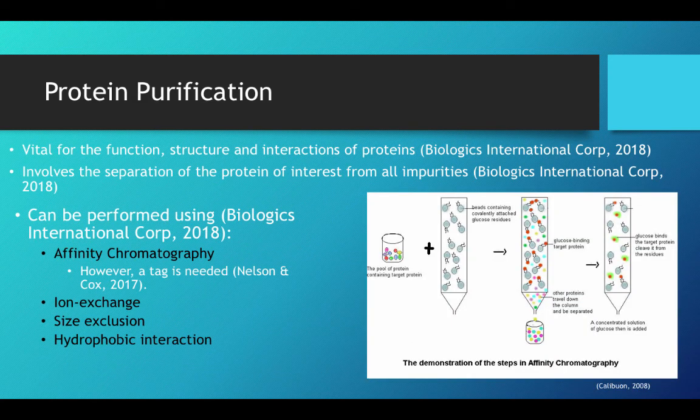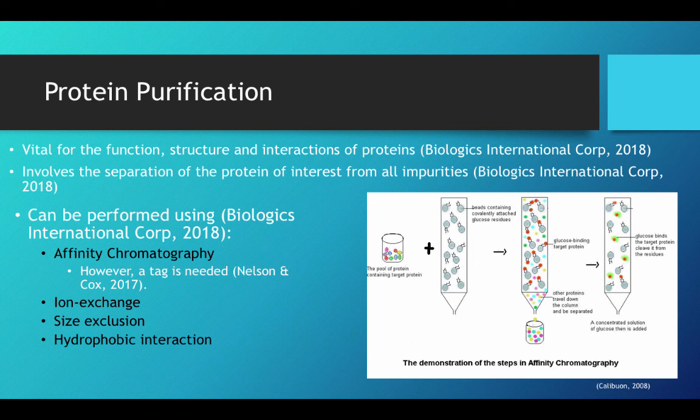The recombinant protein then needs to be purified. This is vital for the function, structure, and interactions of proteins and involves the separation of the protein of interest from all impurities. This can be performed using affinity chromatography. This is one of the most efficient methods which uses the reversible interactions between a protein and its ligand.